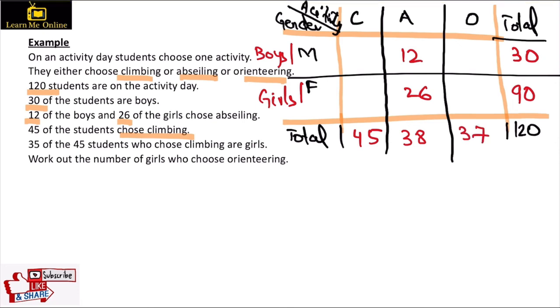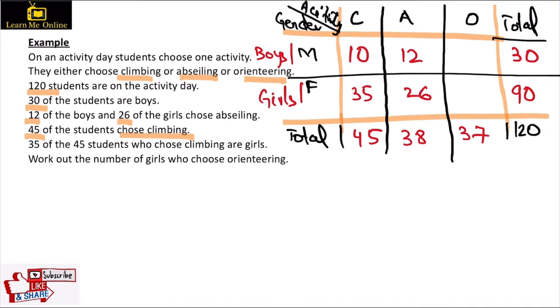So now the next piece of information, we have used this piece of information as well. Now 35 of the 45 students who choose climbing are girls. So because we say that 45 students choose climbing, of them 35 are girls. So 35 would be here. So of course the remaining 10 would be on the top then.